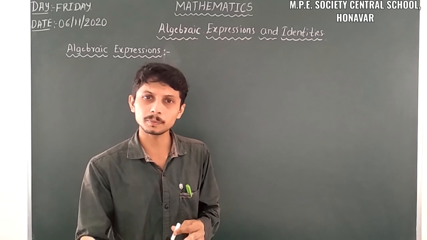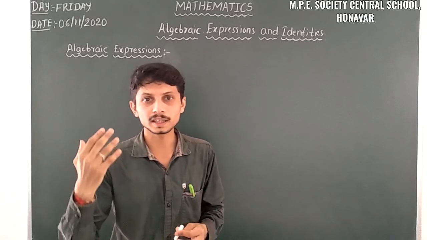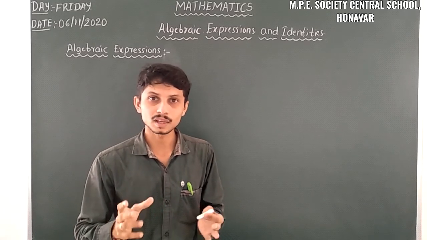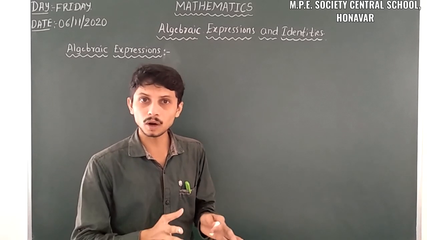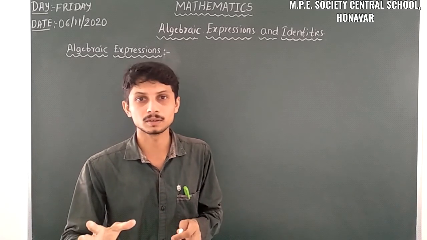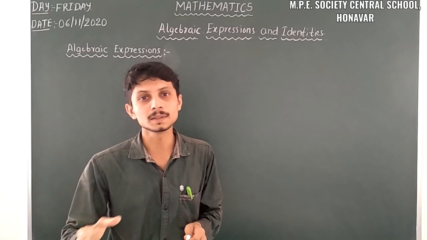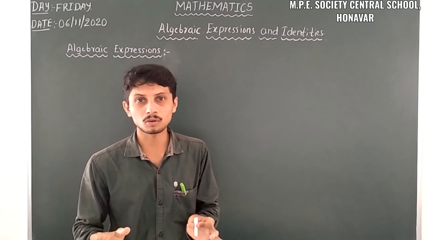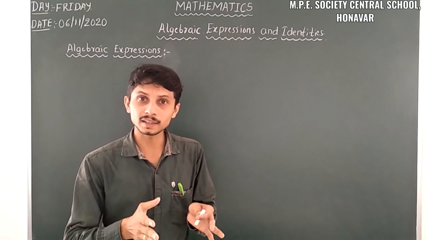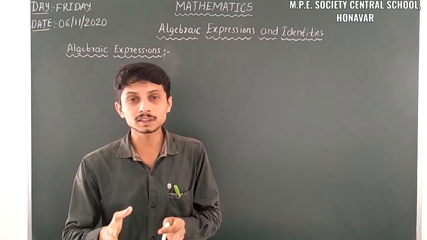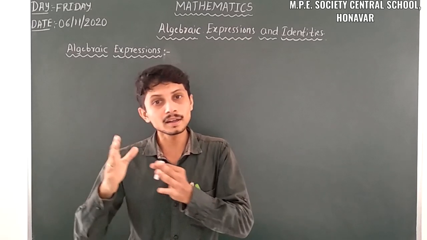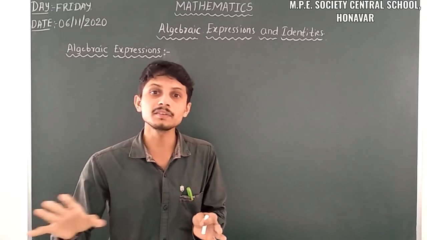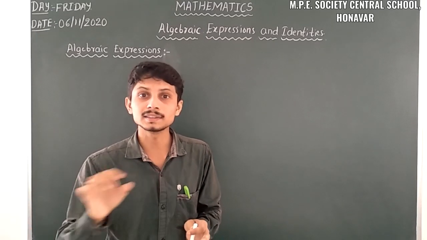We can take any value of x, any value of y, any value of z, whatever value it can take. And constant means a quantity which has a fixed value, for example 1, 2, 3, 4, whatever numbers we have, all are constants. So combinedly, in an expression, if we have a variable and a constant, then we call it an algebraic expression.